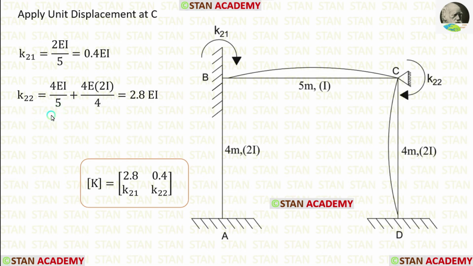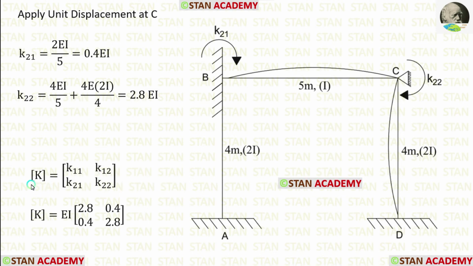For K22, there are two values. We have to add both of them. After adding, we are getting 2.8 EI. In the stiffness matrix, we have found both of the rows. Let us apply them. For K12 and K21, we will get the same value. EI is constant, so let us keep it outside.